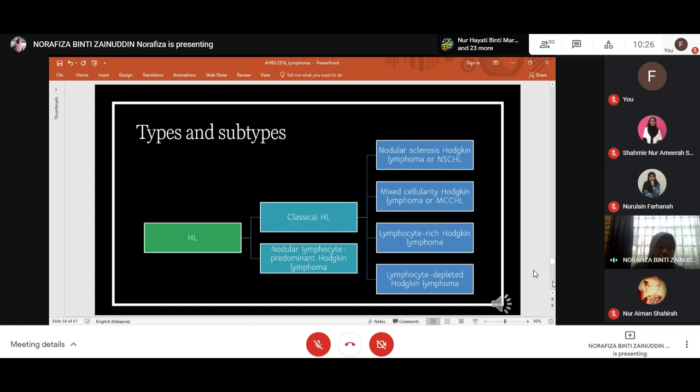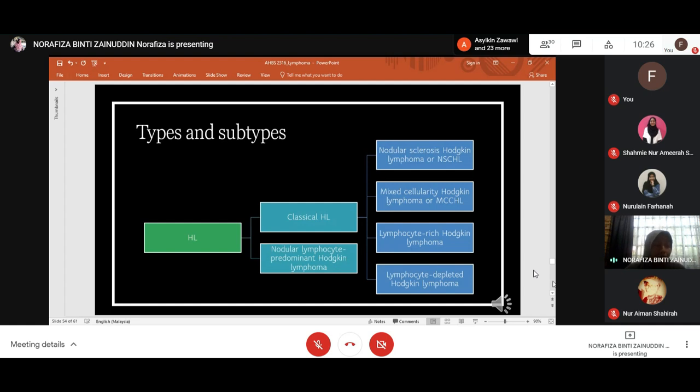So for NSCHL just now, it starts in the lymph nodes and it can begin in the neck and also the chest. For mixed cellularity, this is the second most common, also found in children, also elderly, can start in any lymph node, but always occur in the upper half of the body. For lymphocyte rich, this one is not common, usually occurs in the upper half of the body.